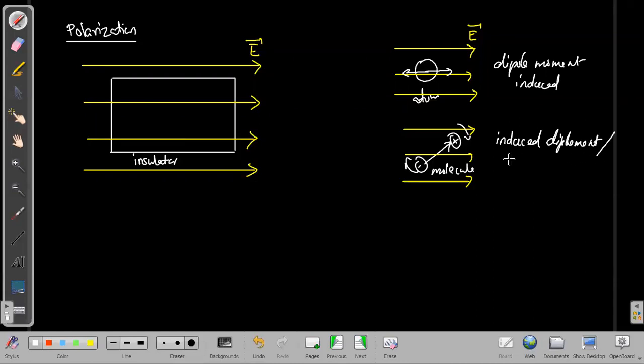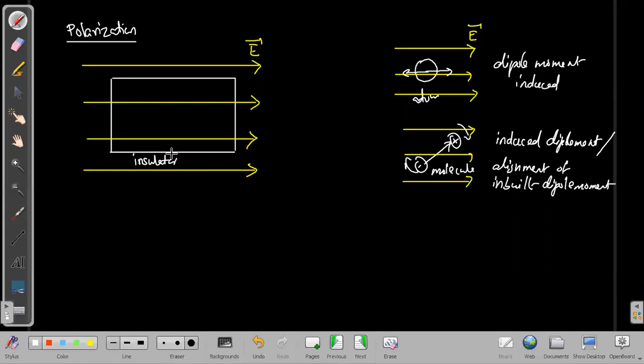Or sometimes the molecule may have an inbuilt dipole moment. Then on the application of the external electric field, the inbuilt dipole moment will try to align in the direction of the electric field. So these were the effects of the external electric field on an atom as well as a molecule.